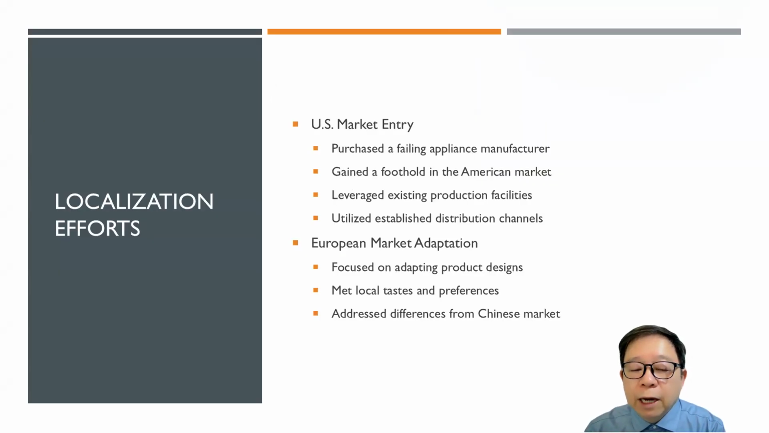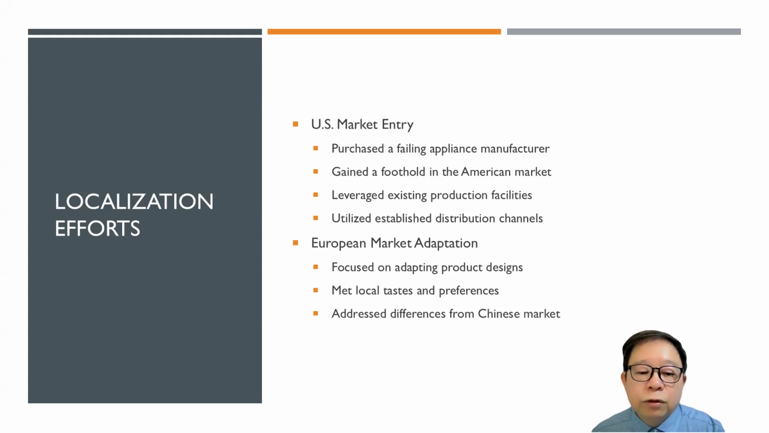For the US market, how did they enter? They purchased a failing appliance manufacturer. Actually, it's very smart, right? This manufacturer was not doing well and was closing down, so they just bought it. In this case, they gain a very strong foothold in the American market. They leverage the existing production facility, so they're not building everything over again, and they use the established distribution channels. So in a very short time, Haier American manufacturing is growing very fast.